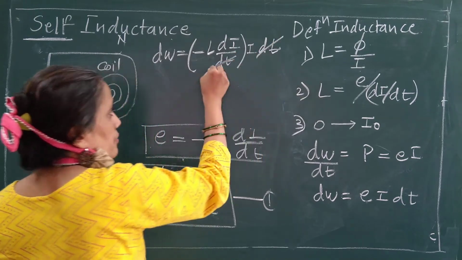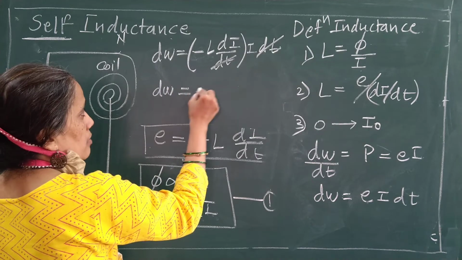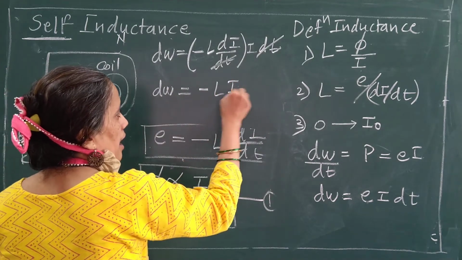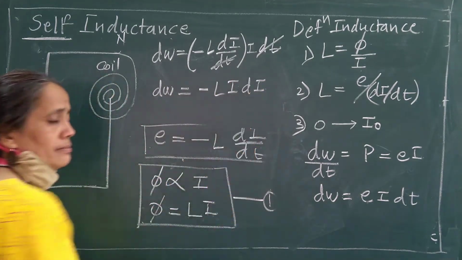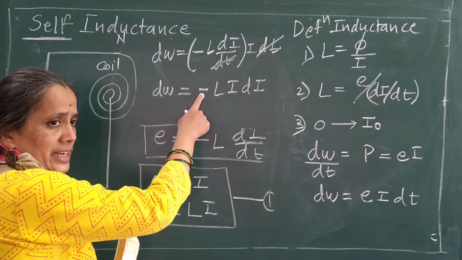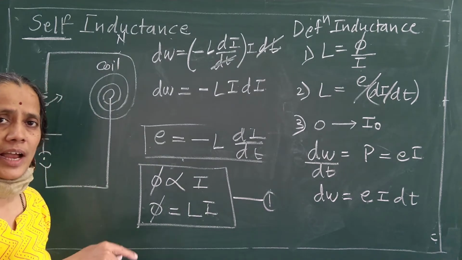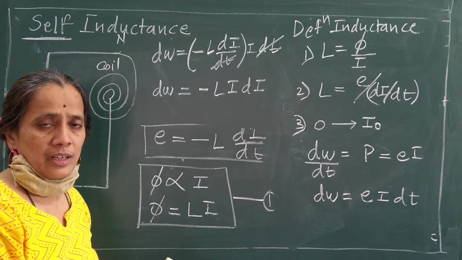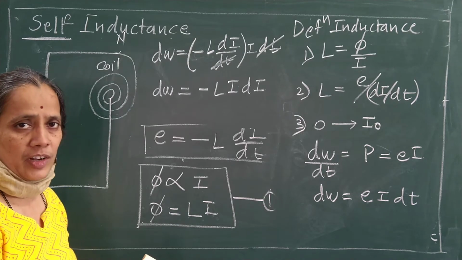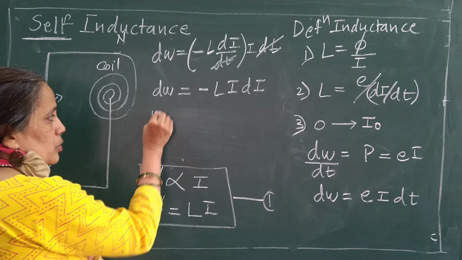So this dt factor will get cancelled. What is the work done? dW is equal to minus Li di. This is nothing but the work done. And this negative sign indicates that the production of EMF in the coil is such that it opposes the change in magnetic flux. That is the significance of the negative sign. Now from this I can find out the total work.